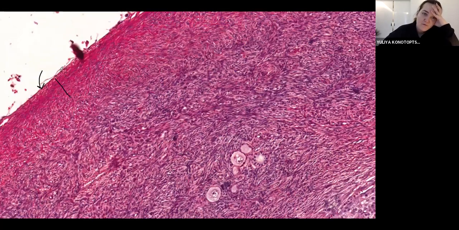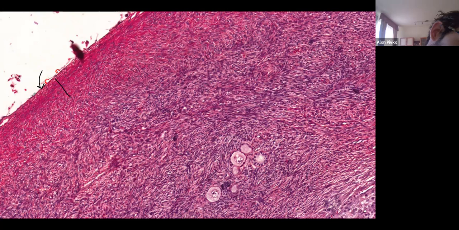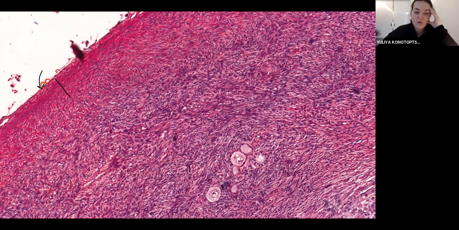Okay, so here we have some kind of epithelium. In our picture, it looks squamous, but this is still germinal epithelium. So don't forget, on the surface of the ovary, we have a simple cuboidal, in some places squamous, like here, germinal epithelium. Right under it, you can see tunica albuginea. So this black line represents the tunica albuginea. So this area here, this is the tunica albuginea.